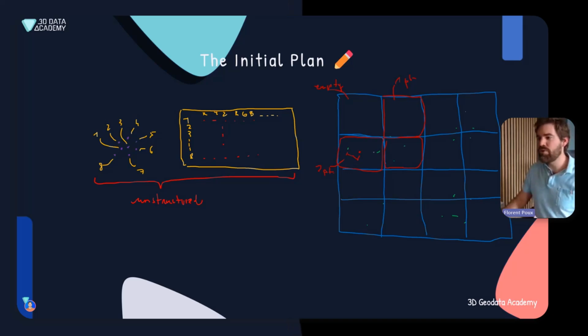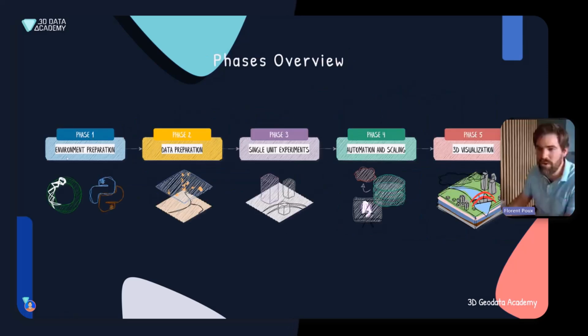And then, of course, having that, you always have the ability to fall back to your point cloud, which is unstructured as well. So it makes it very handy to play on both modalities. Right, we'll go through these 5 phases: environment preparation, data preparation. Then we'll take one single unit and make the experiment. After that, we automate and scale, and we visualize everything that we have.